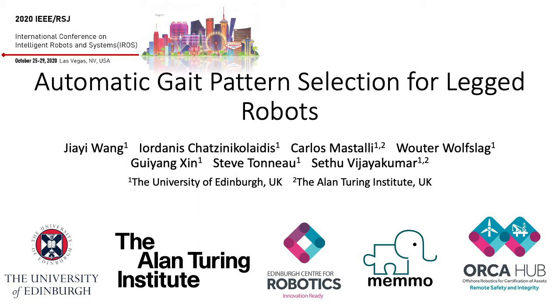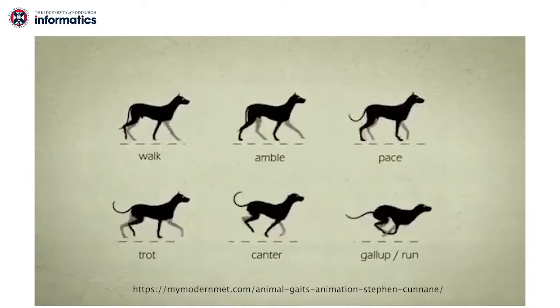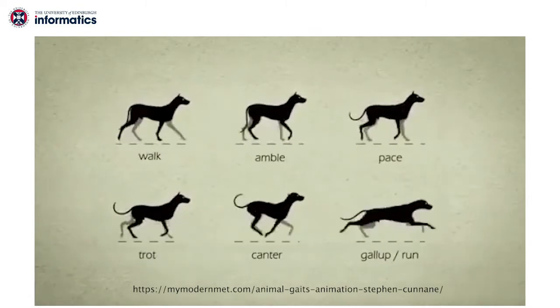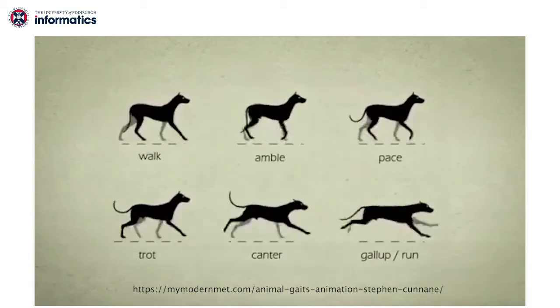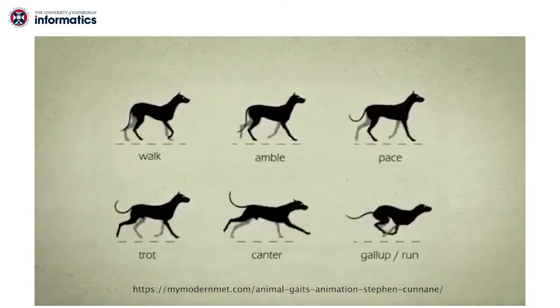In this video, we present our work, Automatic Gait Pattern Selection for Legged Robots. To motivate our work, let us consider legged animals in nature. When legged animals move, they decide an appropriate gait pattern for a given task and environment.